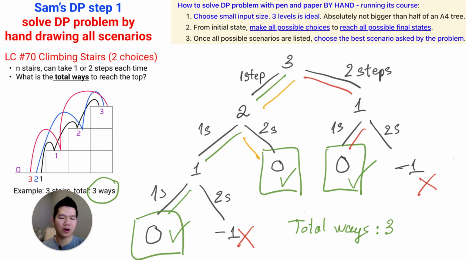Once we have all possible scenarios listed, we extract the information asked by the problem statement. What we just did is solve a dynamic programming problem by pen and paper. Next, we're going to turn the entire solution into code, and the computer can then apply the solution to a much larger data set. For example, it can handle 1,000 stairs or 1,000,000 stairs.